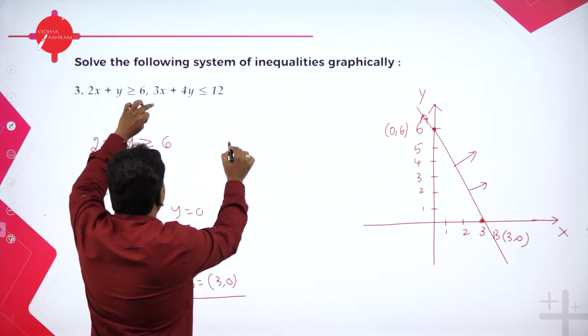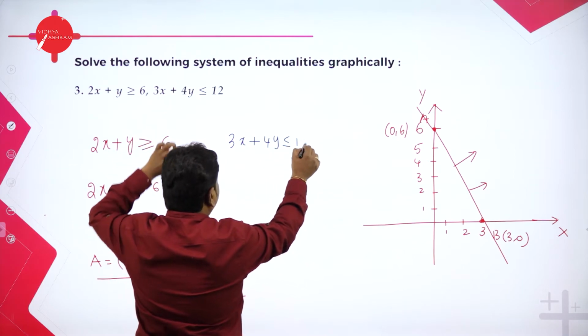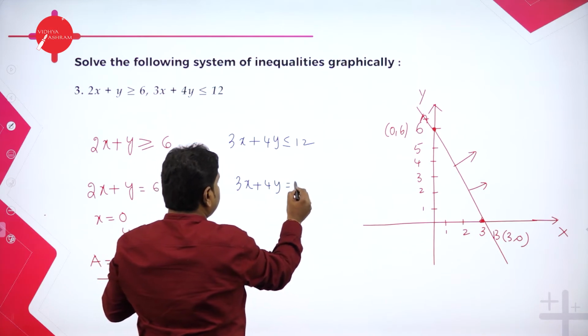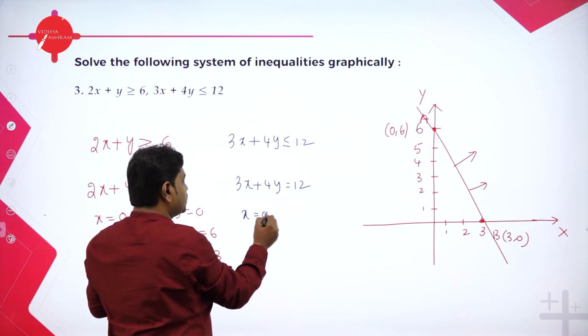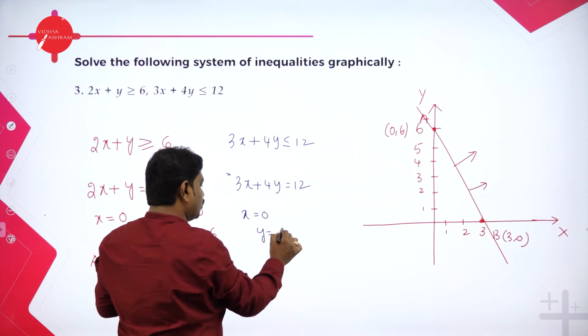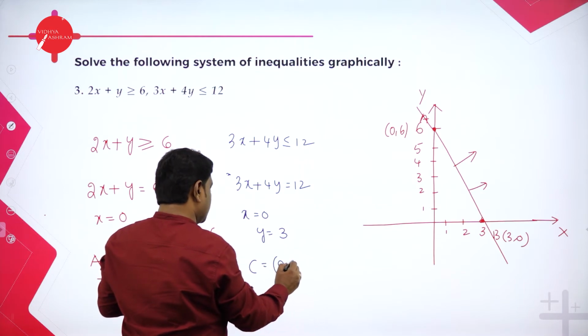What is the second line? 3x plus 4y less than or equal to 12. So take 3x plus 4y equal to 12. Put x 0. If you put x 0, this term is 0. 4y equal to 12. y equal to 12 divided by 4. 12 by 4 is 3. So you call the point C. C is what? 0 comma 3.